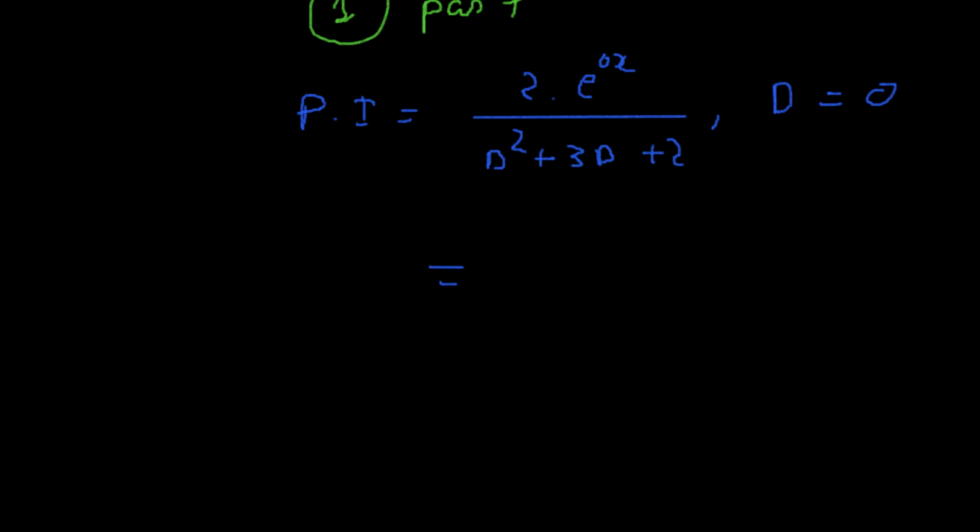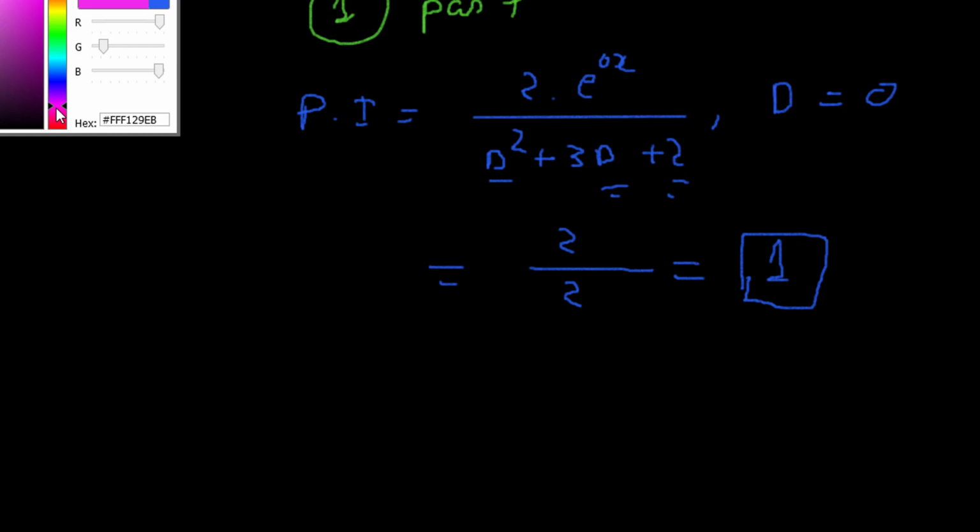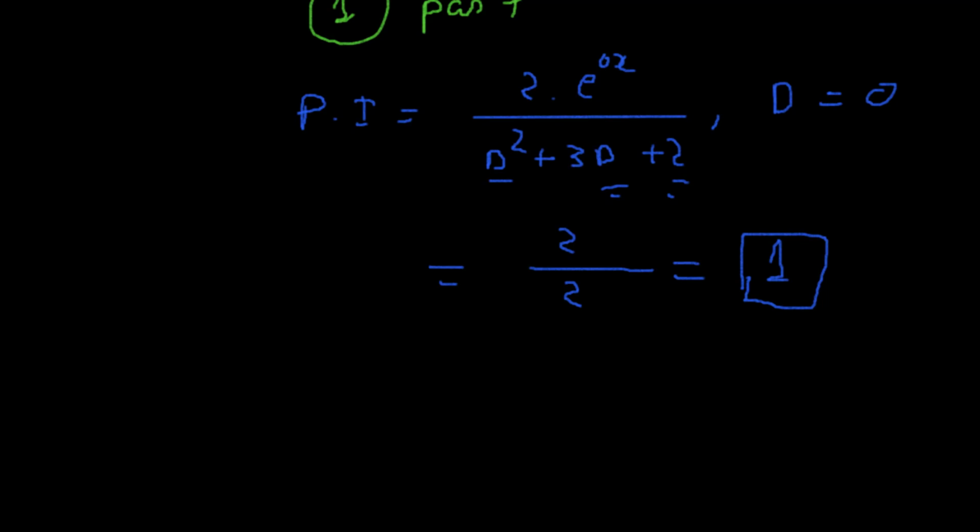When d equals 0, we are going to get 2 upon 0 plus 0 plus 2, yeah, 2 upon 2, which equals 1. So the answer of the first part is 1. As you can see guys, it's very simple. If you solve this step by step, there's nothing really in it.